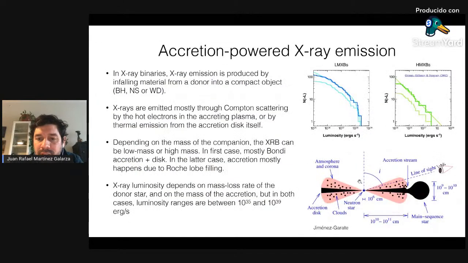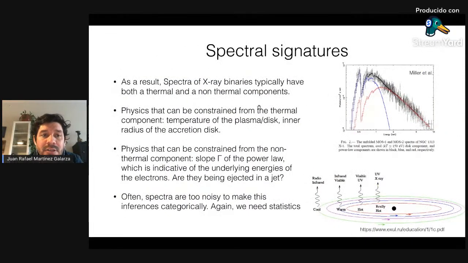And as a result of this process I was explaining, with the scattering of photons by high energy electrons in the corona, the thermal black body emission from the disk itself, and in some cases also thermal black body emission from the surface of the neutron star itself, typically the spectra of these objects have two components. A thermal component, depicted in blue in this figure, that relates to the thermal emission from the disk of the system. And then there's also a non-thermal component. And remember, that non-thermal component tends to be described by a power law function, and this is typically related to the quantum scattering of the photons by the electrons. So typically you have these two elements.